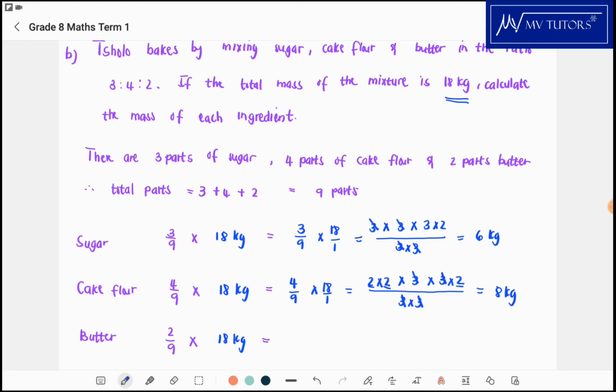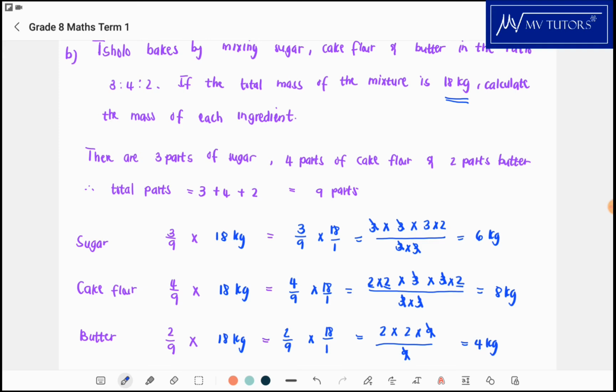Okay? And then butter, which is 2 over 9 multiplied by 18. Another way you could do it, instead of writing it in prime factors, you can say 18 is actually 2 times 9 instead of using 3 times 6. So I have 2 times 2 times 9. And then in the denominator, I just leave 9 as it is. All right? And then I can cancel. 9 divided by 9 is 1. I have 2 times 2, so that is just 4 kilograms.